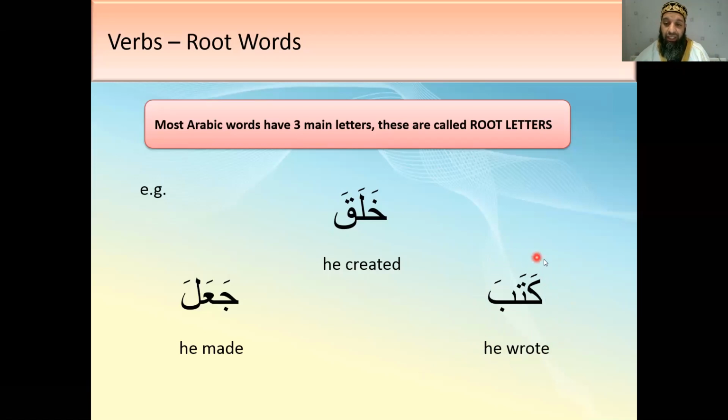If you look at this, kataba, that is a root word. And the root word is always a verb in the past tense, he did it. So kataba is a root word which means he wrote. Khalaqa is a root word. It means he created. Ja'ala is a root word. It means he made. Root words can consist of more than 3 letters, but we're just going to concentrate on the ones that are 3-lettered, and maybe the majority of them are 3-lettered. Is everybody happy with that? Anybody got any questions?